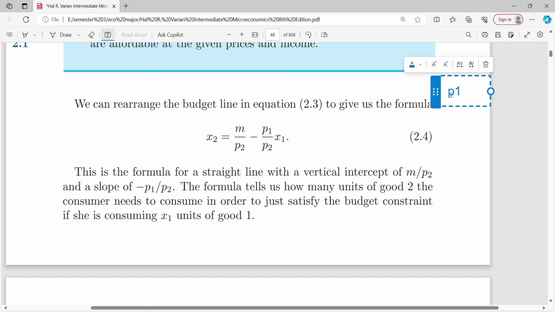So the budget constraint is like this: P1 X1 plus P2 X2. For the time being we can take it as equal to, because it's a budget line, so equal to M.